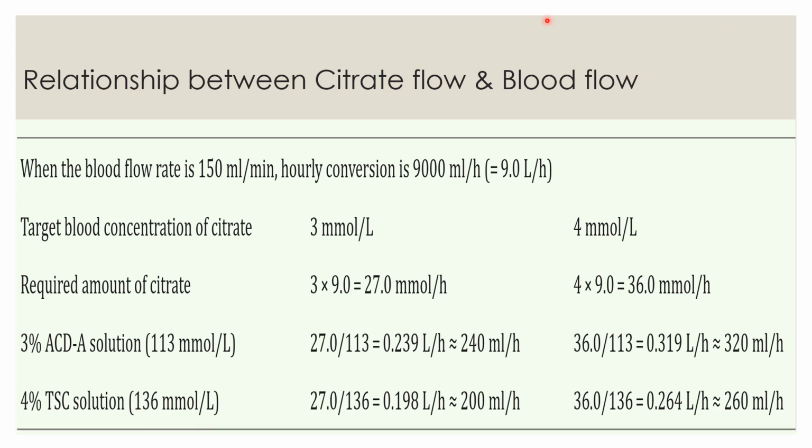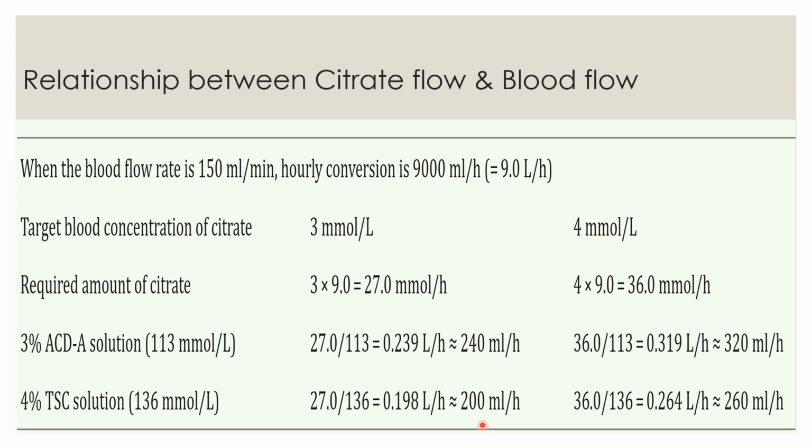So, how much 3% ACD solution will be required to achieve 3 millimole per liter of citrate concentration? It is 27 divided by 113, and it will be around 240 ml per hour. Similarly, for 4% TSC solution, the required flow per hour will be 27 divided by 136, and the resultant value will be around 200 ml per hour.